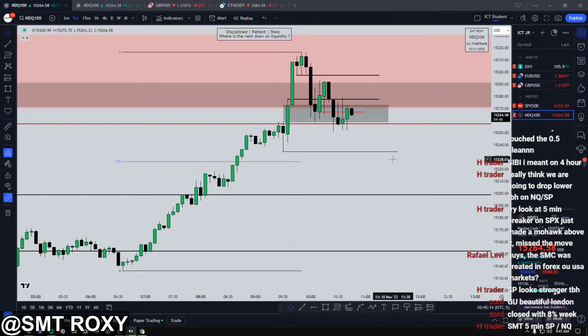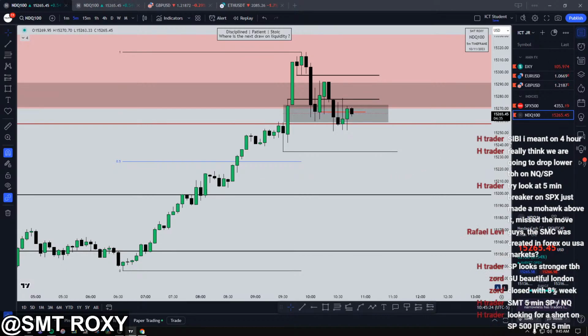SMT, 5-minute S&P and NQ. Looking for a short on SPX, inverted fair value gap. I don't know, is it 5-minute or 1-minute? I think that's what it is. I can't see it because the emoji thing is blocking the chat. Okay, no, 5-minute. Yeah, it says 5-minute. Oh, I can see it on the OBS chart and stream thing in the chats.